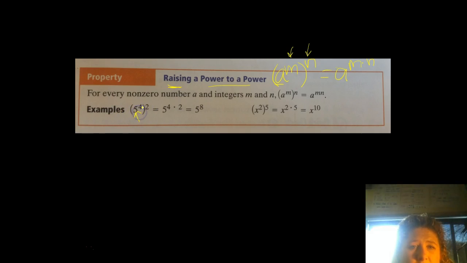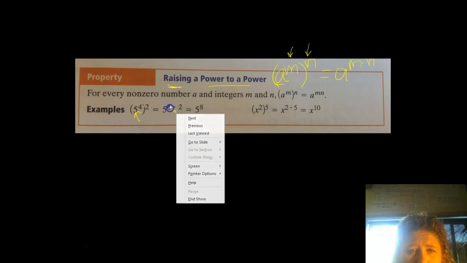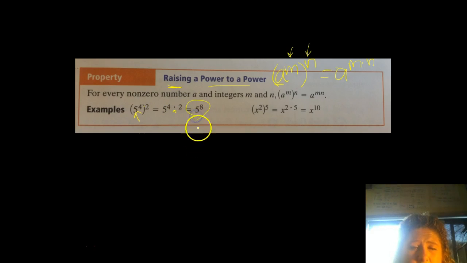5 is my base, 5 to the 4th squared. So the rule is that we can just multiply these two, which you can see is done here. 4 times 2 is 8, so my answer is 5 to the 8.